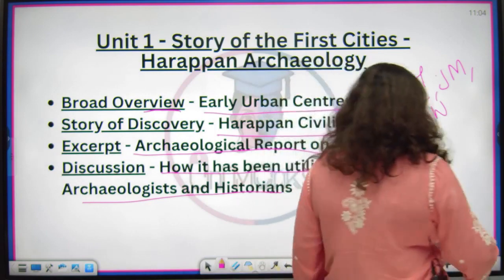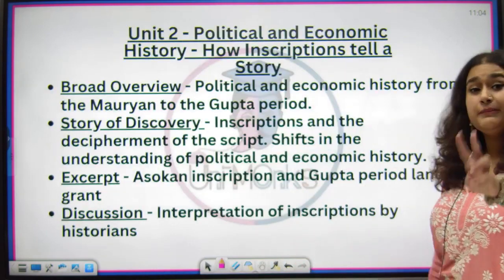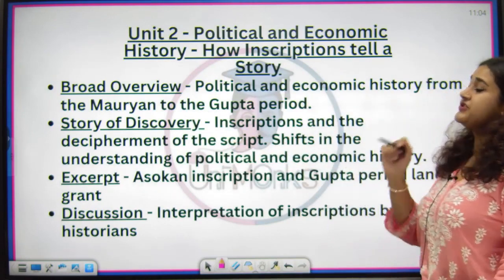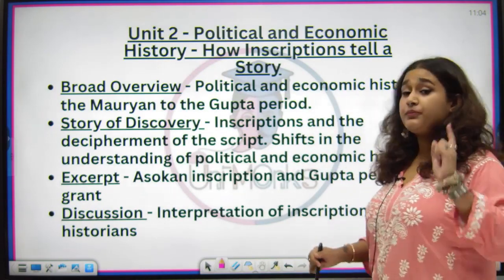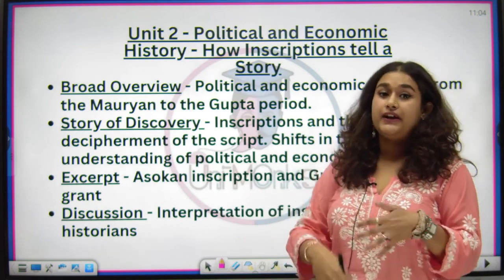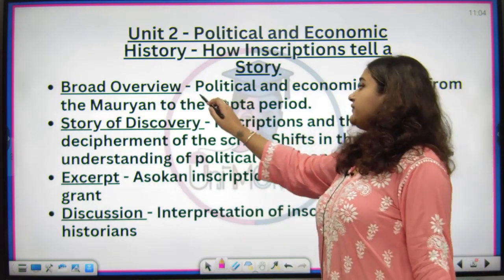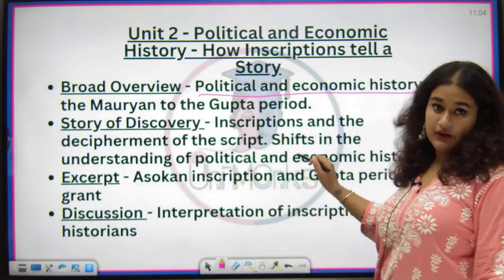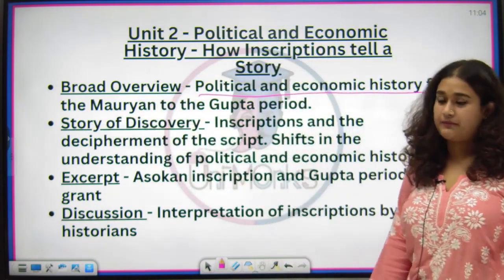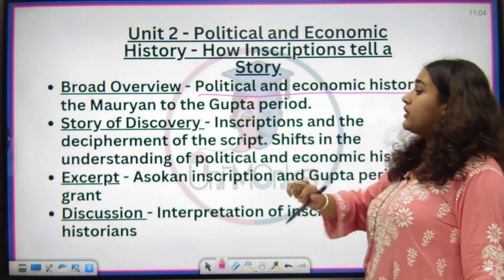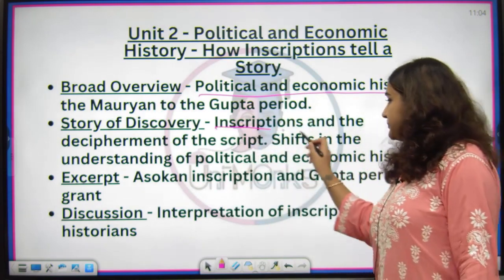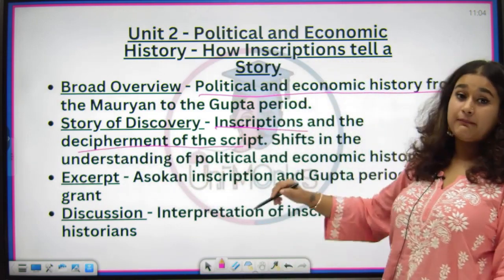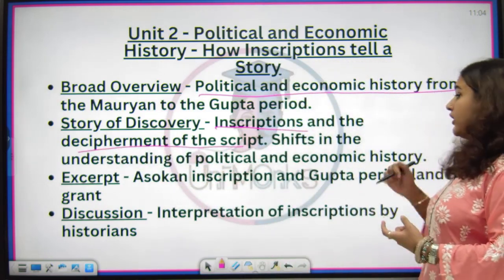Unit number 2 is political and economic history, how inscriptions tell a story, alright? So the broad overview you have to understand and learn from this chapter is of the political and economic history from the Mauryan period to the Gupta period, alright? Very, very important. Number 2, you're going to talk about the story of the discovery of inscriptions and the decipherment of the scripts, alright? So Brahmi, Kharoshti, their decipherment, alright?